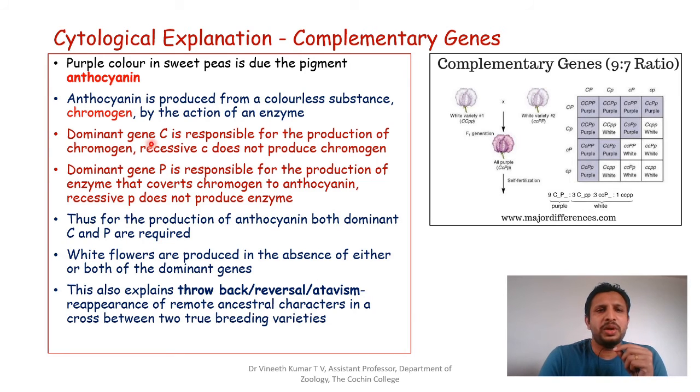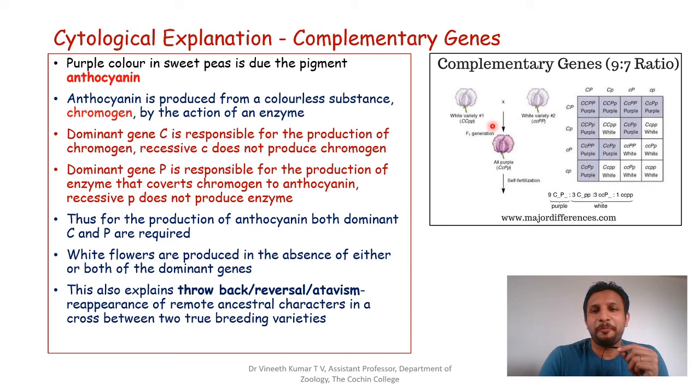So imagine a situation when capital C is present and P is recessive. C is dominant here, so chromogen is produced, but P being recessive, the enzyme is not produced, and hence chromogen will remain as chromogen itself. The same when you observe here: chromogen is absent, but the enzyme is present. In the absence of the substrate, the enzyme does not have anything to convert into anthocyanin.